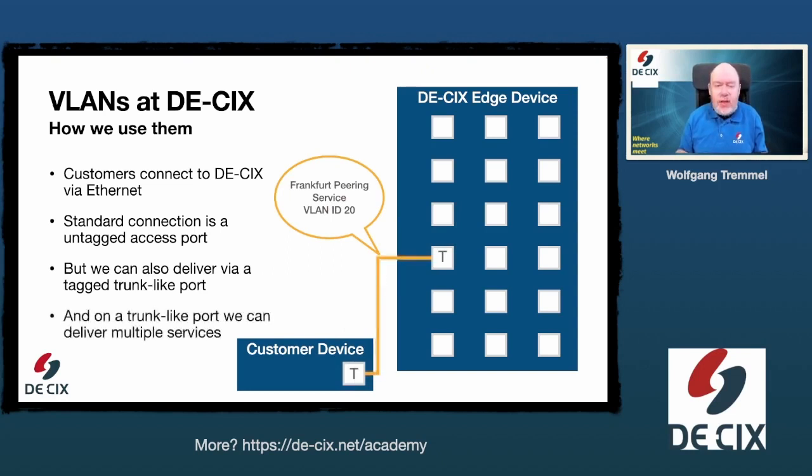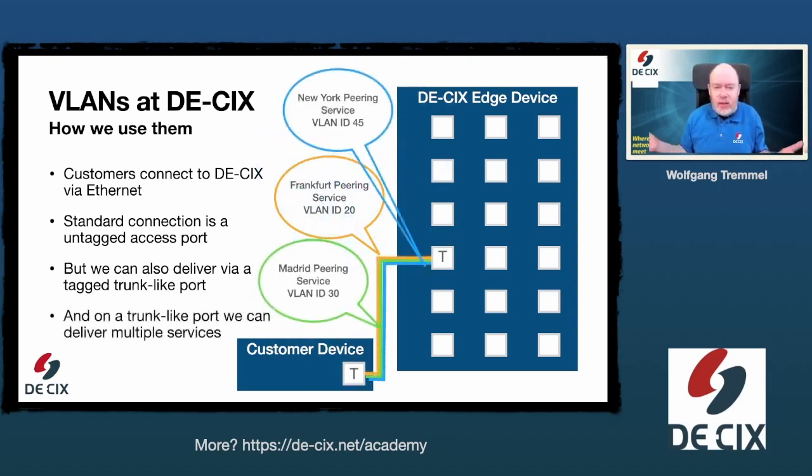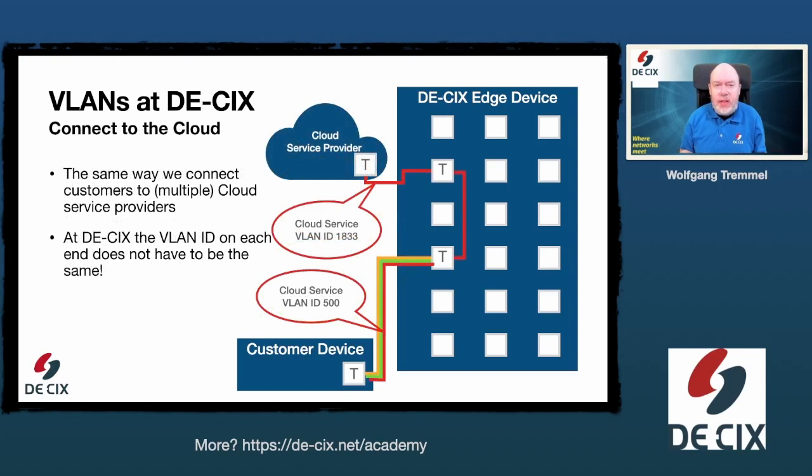So once you have a tagged trunk port, the trunked Ethernet port, you could get multiple peering services on one physical port, each of them tagged with a different VLAN ID. With the introduction of cloud services, we also started to deliver cloud services tagged with a VLAN ID on the one physical port you had. So here in this example, you're getting a cloud service tagged with the VLAN ID 500 on the customer port.